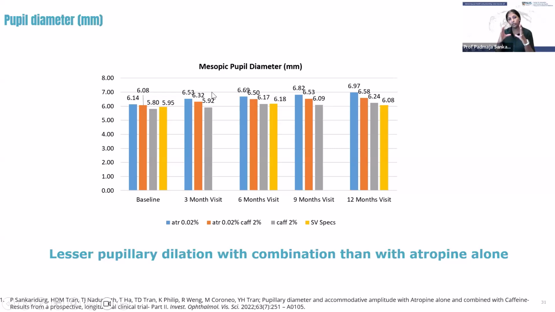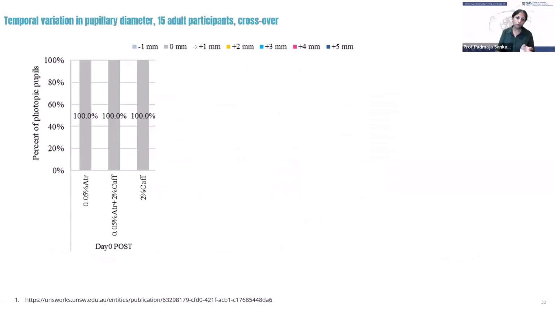But because the pupil is large to begin with, the difference is slightly smaller than what we saw with the photopic pupillary diameter, and it is roughly 0.2 to 0.3, depending on which visit we are looking at. But again, we see that when we use atropine in combination with caffeine, the pupillary dilation is less than what we see with atropine alone. So this tickled our fancy, and we wanted to look into this a little more closely.